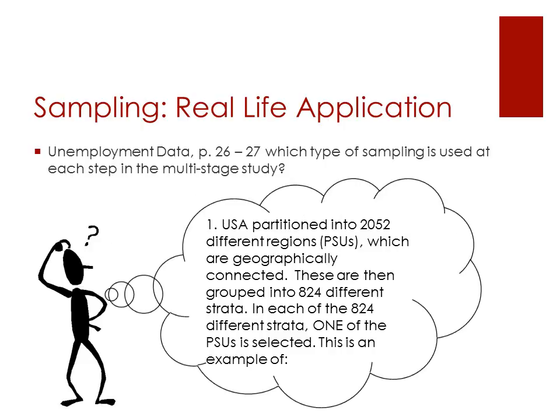So, first, the USA is partitioned into 2,052 different regions. These are called PSUs, which are geographically connected, so areas that are urban, rural, etc. These are then grouped into 824 different strata, okay? And from each of the 824 strata, one of the PSUs is selected. Notice here, though they're using the term strata, they're still only selecting one of the PSUs.